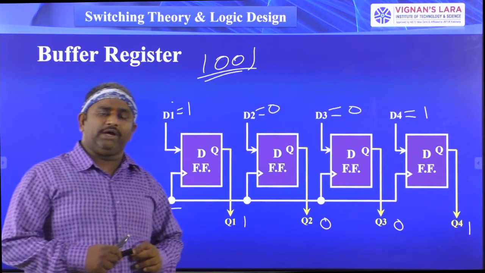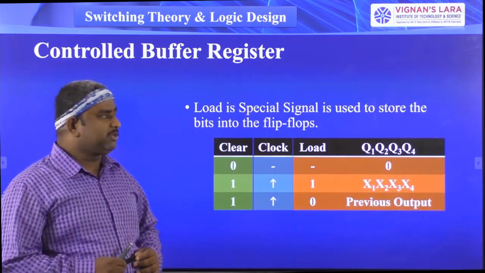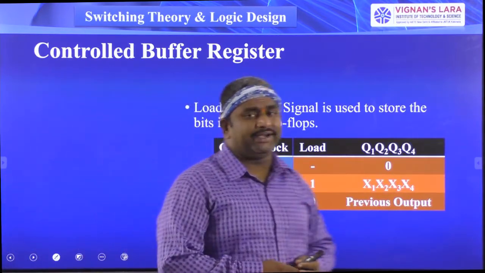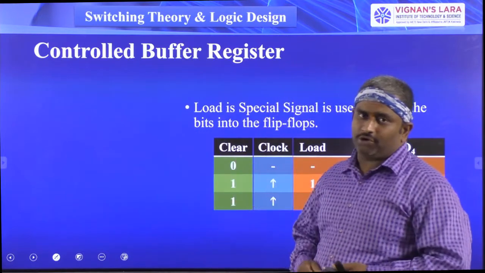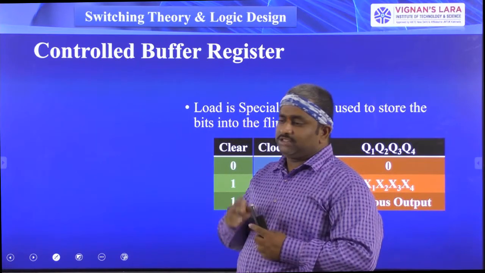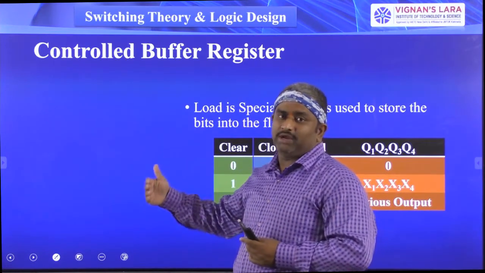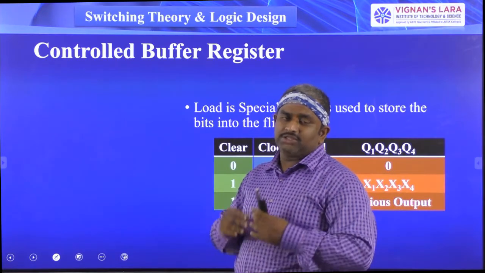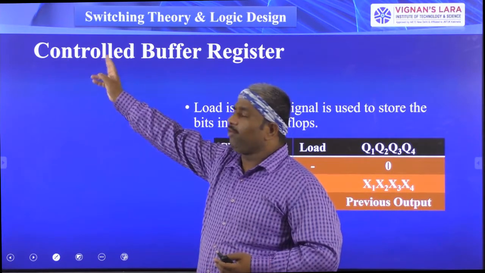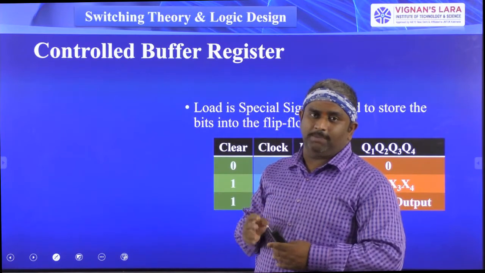Now, next coming to the most important concept, the controlled buffer register. What is the purpose of the controlled buffer register? I said that a buffer register just collects at the output side the same data you give at the input side. Here we have added a special word called controlled, and here the controlled is very, very important.